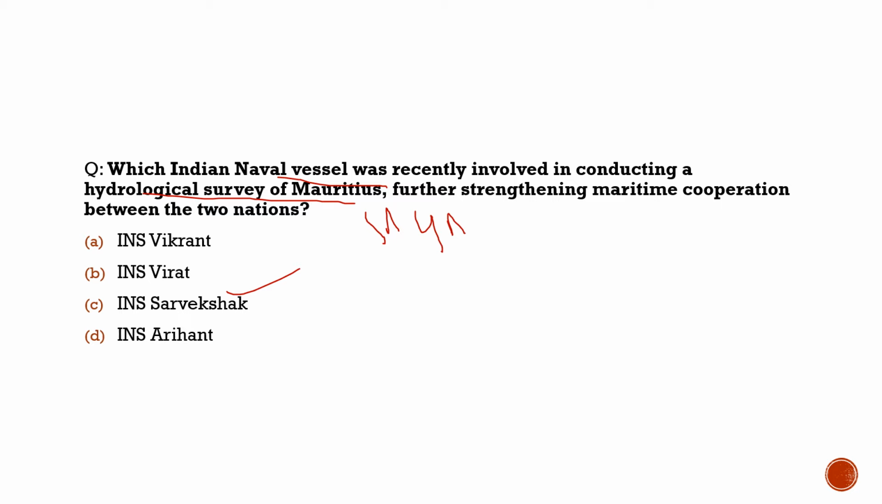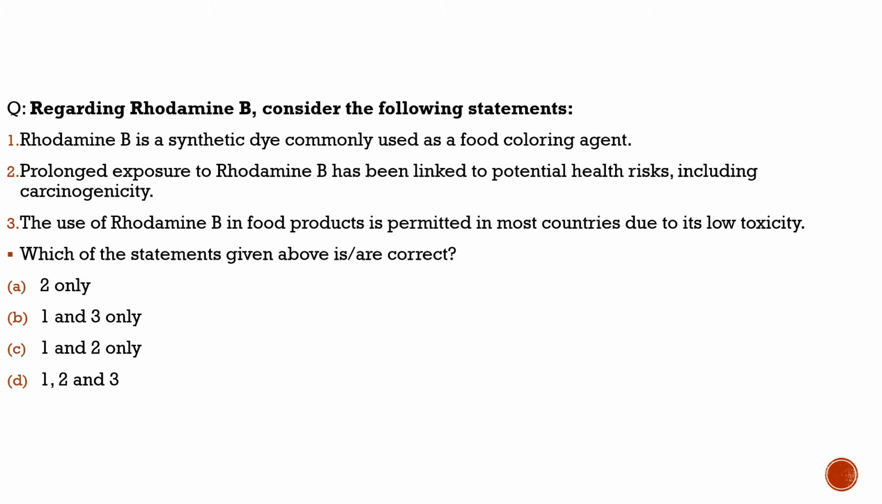With this, let's move to the last question from today's current affairs part. Then after we will shift towards the static part questions. Here the question is with respect to rhodamine B. Here we need to understand about rhodamine B, why it has been banned by the Tamil Nadu government. What is the reason for that? That we will understand through this question.